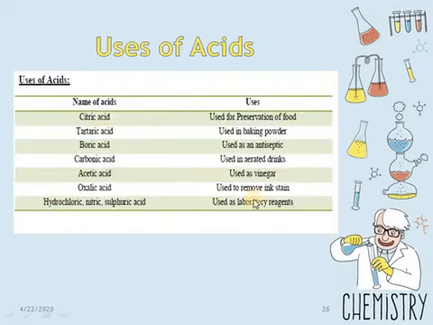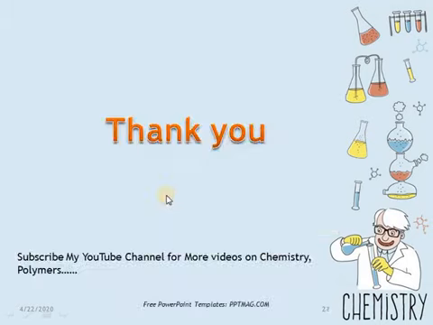These are the uses of acids. Some acids are given here. Citric acid is used for preservation of food, tartaric acid in baking powder, boric acid is an antiseptic, carbonic acid in aerated drinks, acetic acid is used as vinegar, oxalic acid is used to remove ink stains, and hydrochloric, nitric and sulfuric acids are used as laboratory reagents.